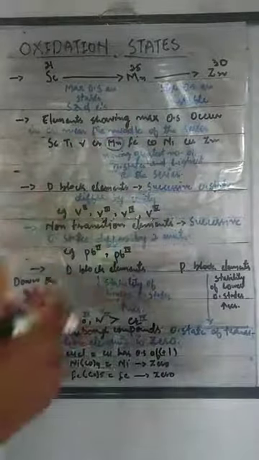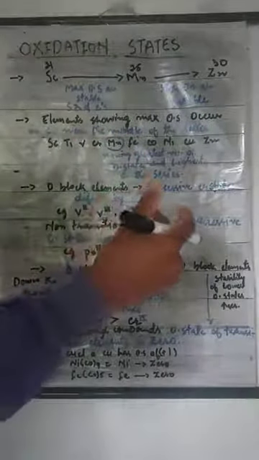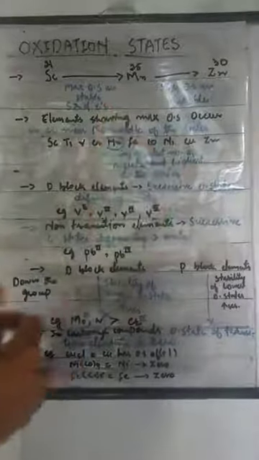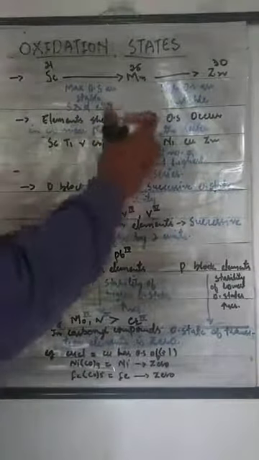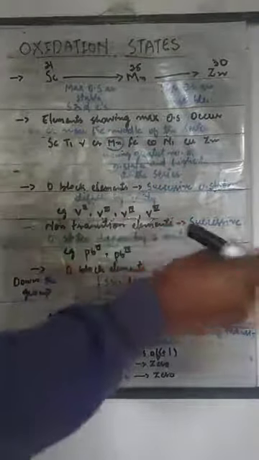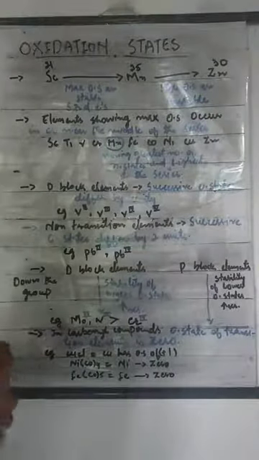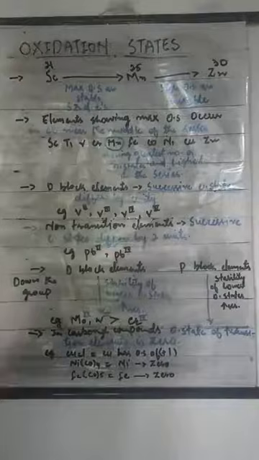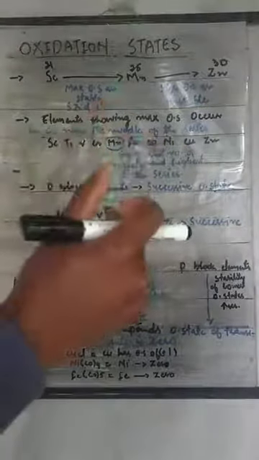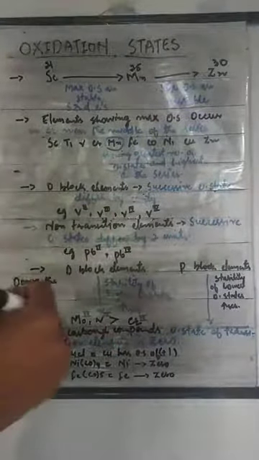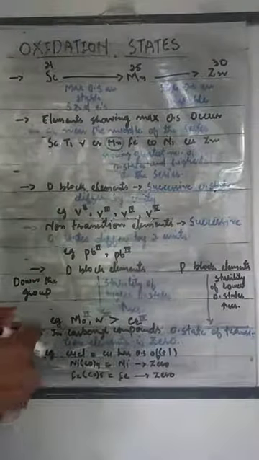Before going to the third point, I will add a few more points here. In case of 4D series, ruthenium is the element which shows the greatest number of oxidation states and highest oxidation state in the series. And in case of 5D series, osmium, which also lies near the middle of the series, also shows greatest number of oxidation states and highest oxidation state in 5D series as well as in all of the transition elements. And osmium's highest oxidation state is +8.